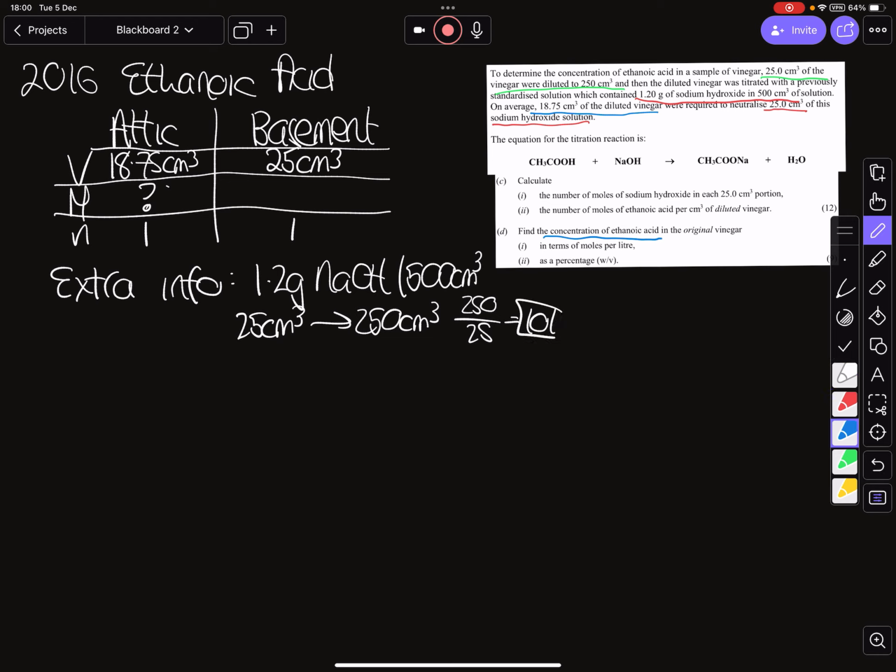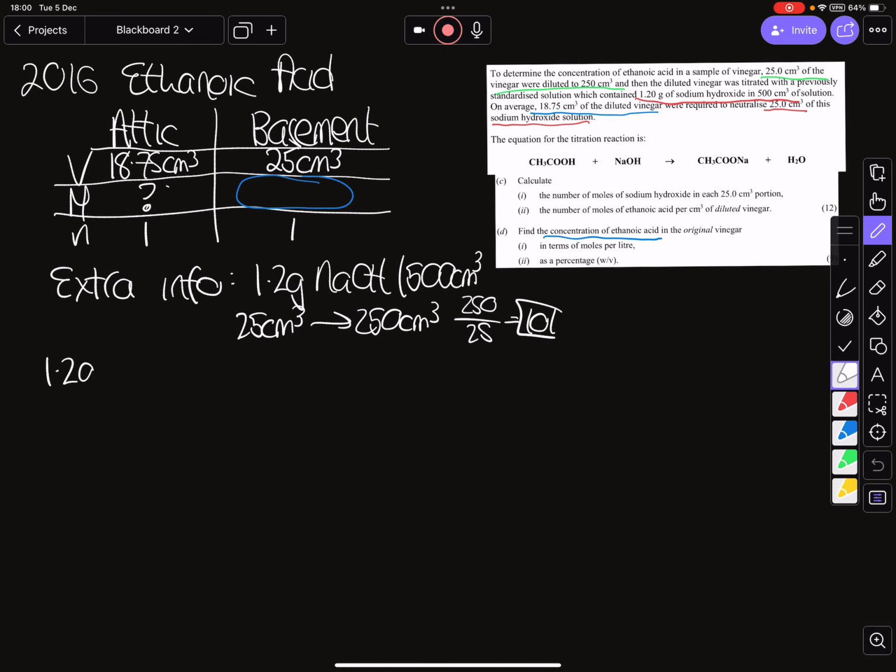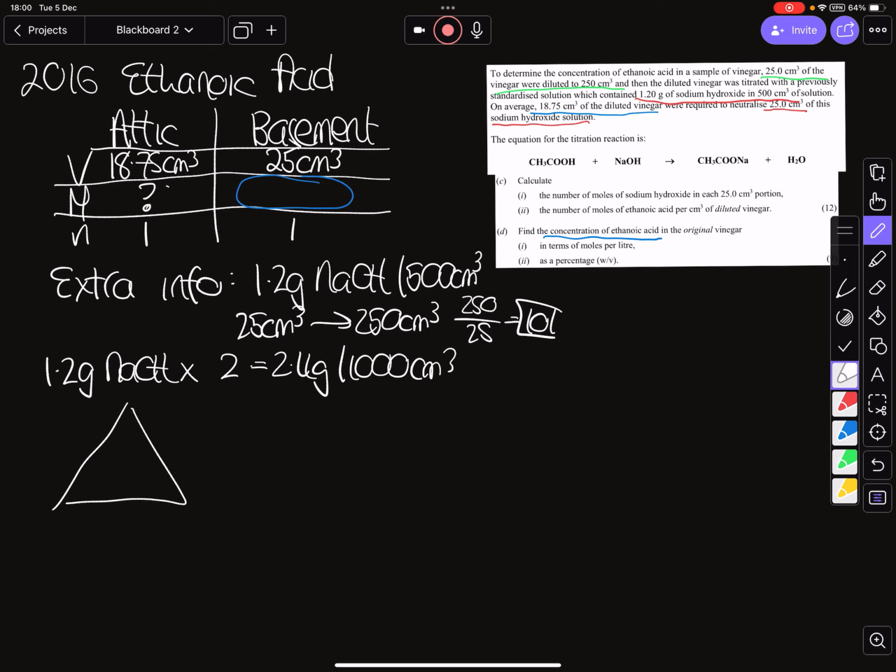So we know from the question that this area here is going to be my weigh-in, but I need to calculate a big M value. So how do I go about doing that? So I have 1.2 grams of NaOH in 500. If I multiply it by 2, I'll have 2.4 grams in a litre. So I can then plug this into my mass triangle to figure out what is my moles. So my 2.4 is going to go up here.